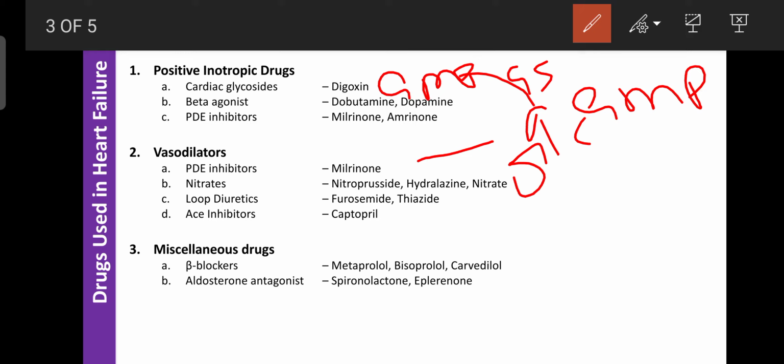That property is helpful to decrease the preload and afterload on the heart. Due to that property, the heart can be relaxed and can work properly due to the decreased preload as well as afterload. Then ACE inhibitors like captopril. These drugs inhibit the formation of angiotensin 2.